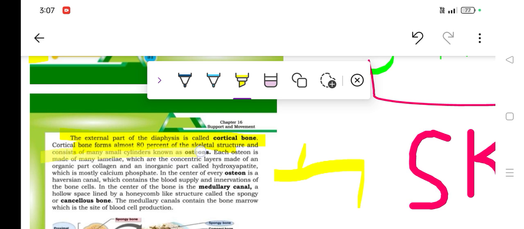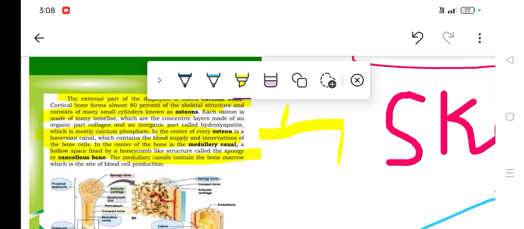It consists of many small cylindrical structures called osteons. The osteon has an organic part, collagen, and an inorganic part called hydroxyapatite, mostly made up of calcium. In the center of the bone we have another structure called the medullary canal, a hollow space lined by a honeycomb-like structure called spongy, or cancellous, bone. The medullary canal contains the bone marrow, which is the site of blood cell production.